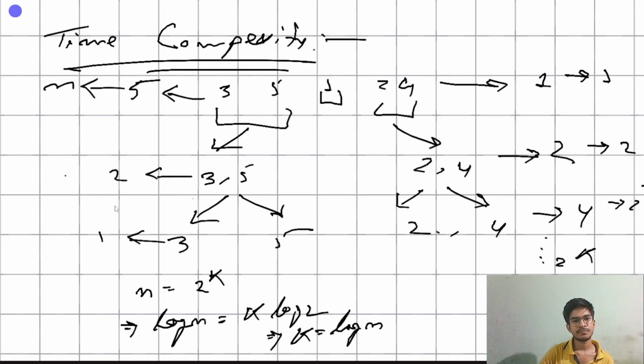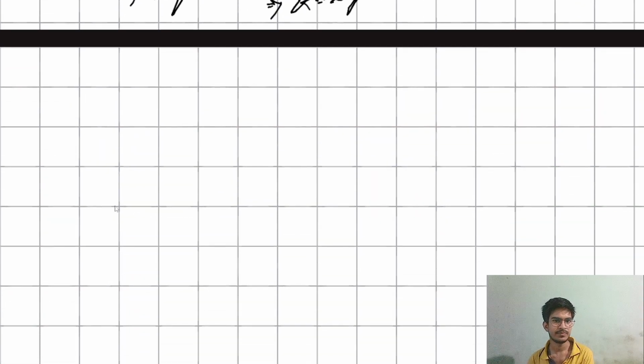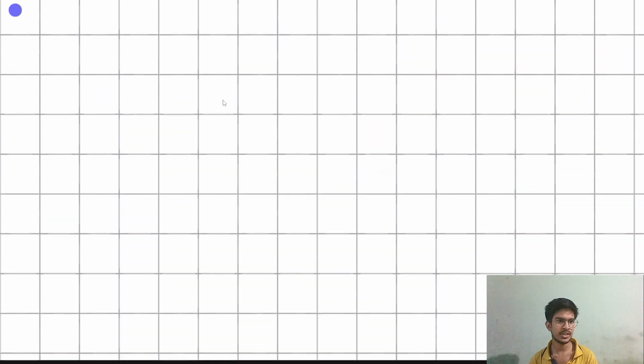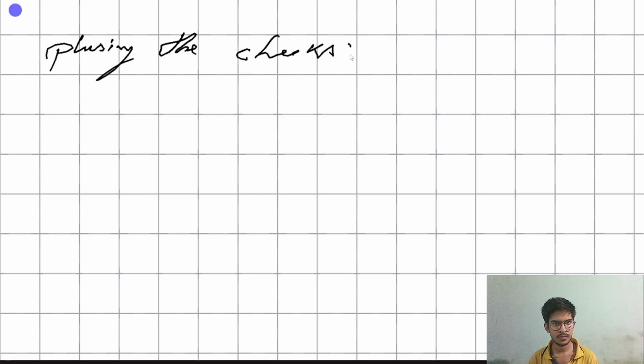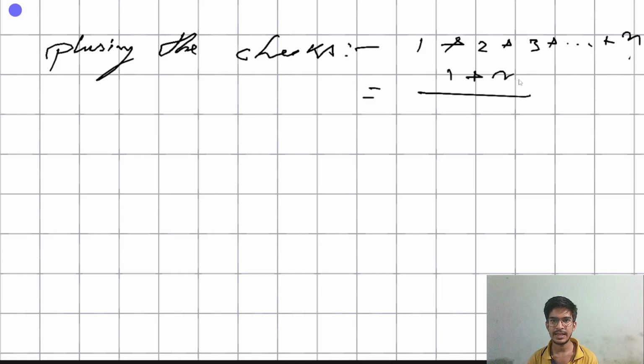That means if we add all these checks, one check, two checks, three checks, up to n checks, adding these checks, it will become 1 plus 2 plus 3 up to n checks. So it will become n times (1 plus n) divided by 2.